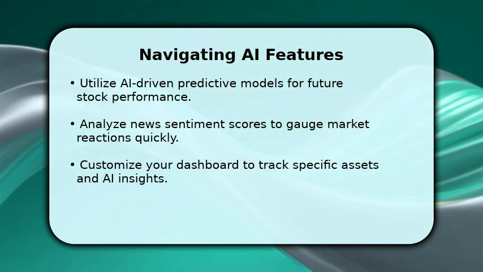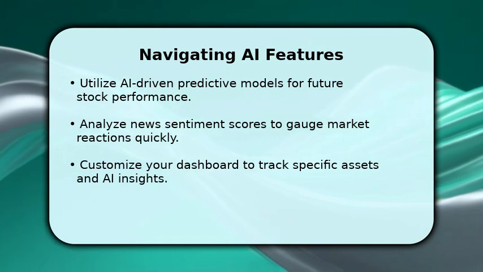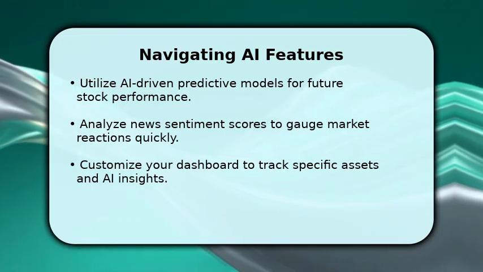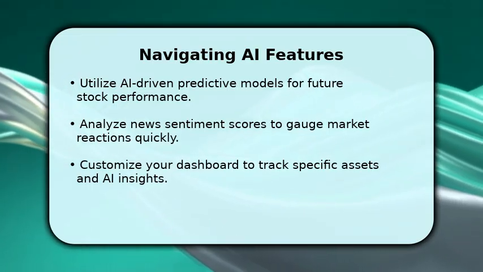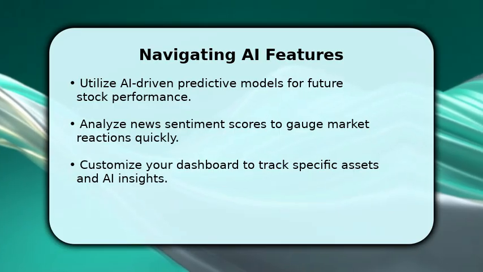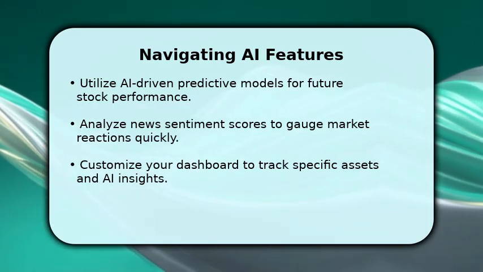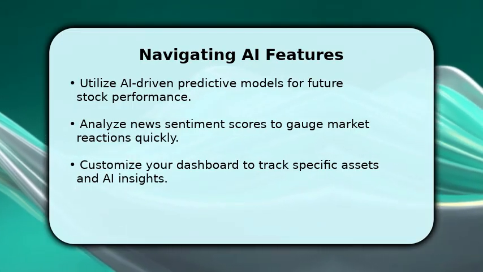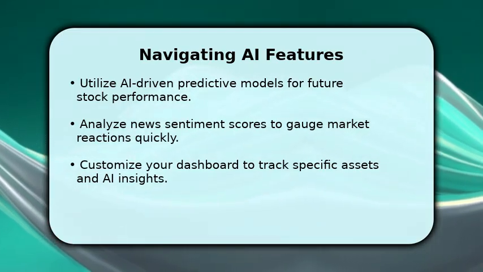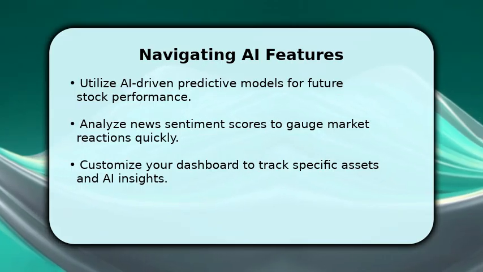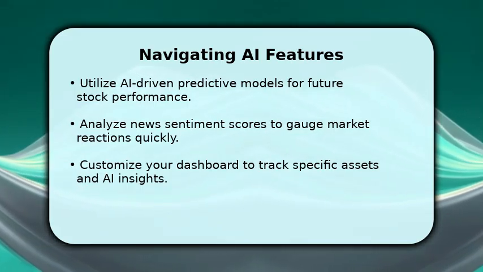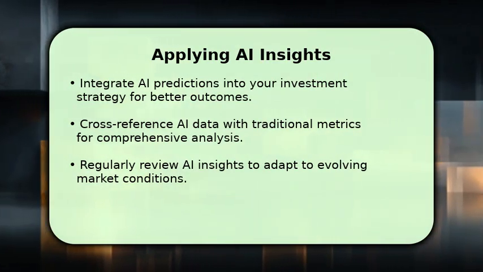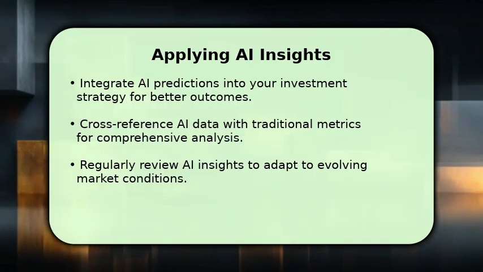To effectively use the AI features, explore the Insights or Analysis tabs. Here, you'll see AI-generated predictions and sentiment scores for various stocks. For example, a stock might show a 75% positive sentiment based on recent news. You can also set up personalized alerts for significant AI-detected changes in your portfolio, ensuring you stay informed without constant monitoring. Applying these AI insights means using them as a valuable data point, not the sole basis for decisions.